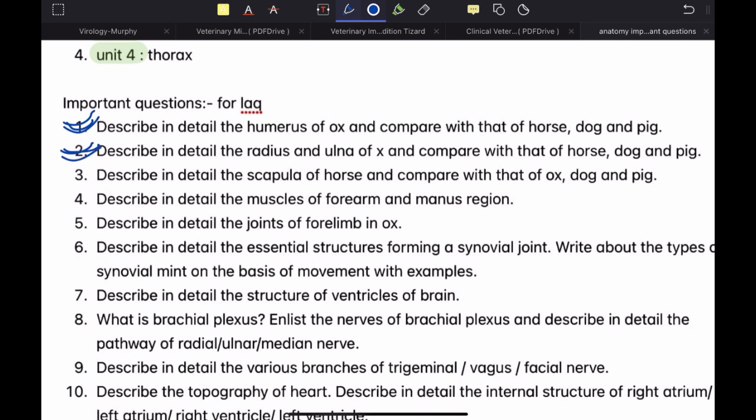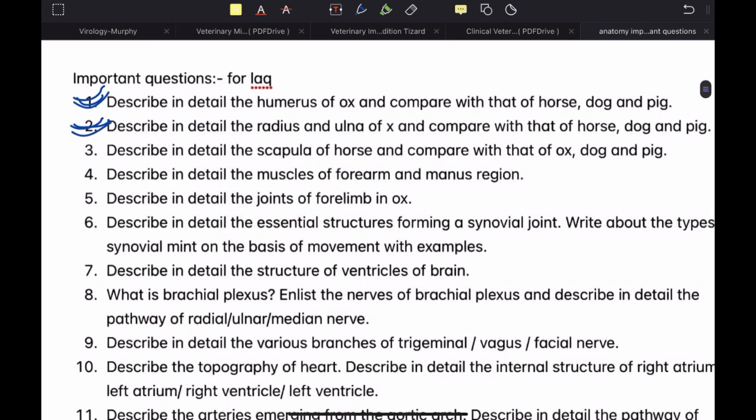Describe in detail the scapula of horse and compare with that of ox, dog, and pig. I've just mentioned previously that they can ask you to describe in detail the structure of another species other than ox. Okay, so don't get confused in the exam, don't falter. It is very simple. And in case of scapula, it is a SAQ type question basically. Okay, here I've written it in LAQ because they can ask you it in LAQ, so prepare it like that. But most of the time scapula is going to come under SAQ type questions.